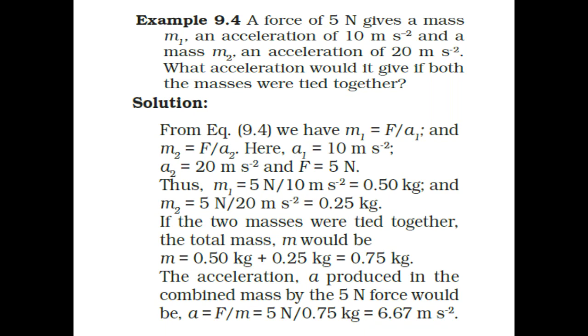So in both cases we have been given the value of force and the value of acceleration, and masses have been given in terms of m1 and m2. What acceleration would it give if both the masses were tied together? So in the third part it is asked that if the same force, that is 5 Newton, is applied and if both masses are tied together, meaning we join m1 and m2, then what will be the acceleration?